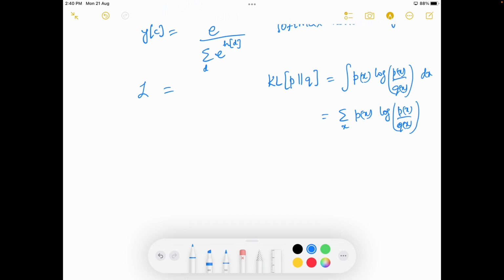What are the properties of KL divergence? It is non-negative. It is always greater than or equal to 0. It is never less than 0. All of you know that? Can you prove it? Can you prove that this is always greater than or equal to 0? How will you prove it? You can use Jensen's inequality.